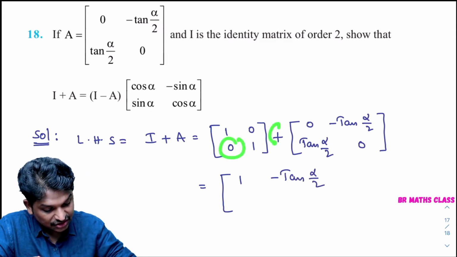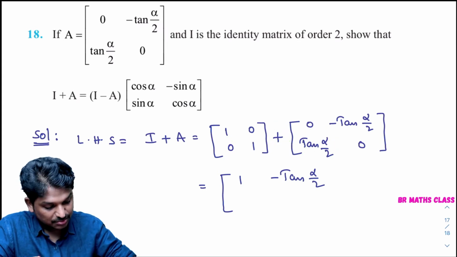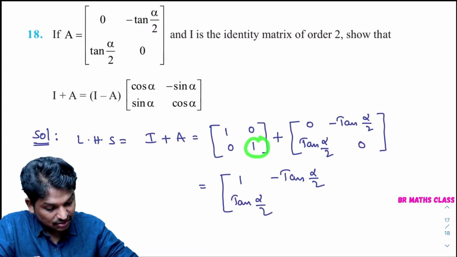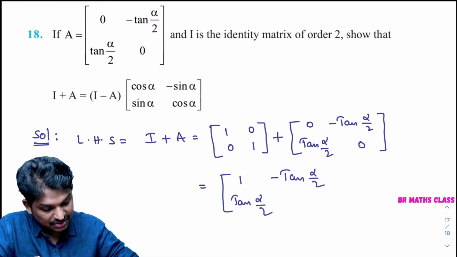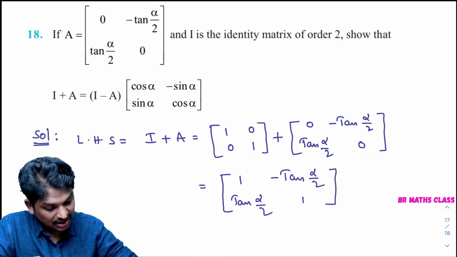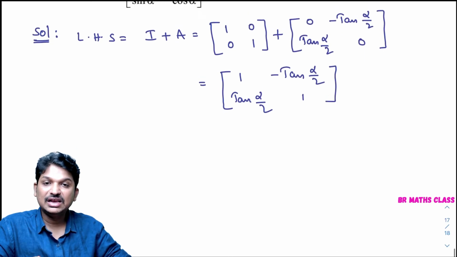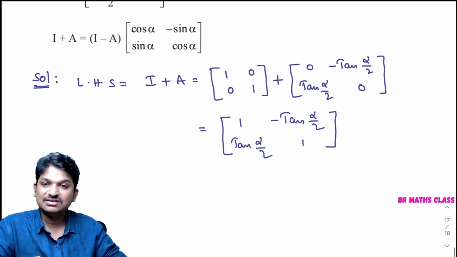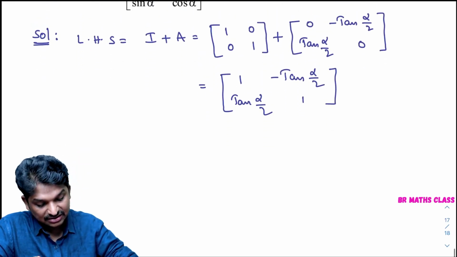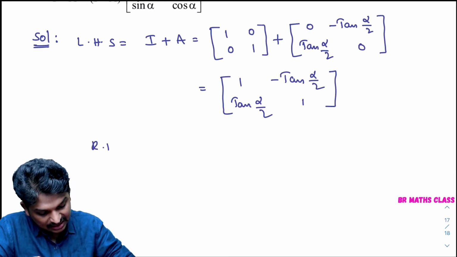Next, 0 plus tan alpha by 2 is tan alpha by 2. Next, 1 plus 0 is 1. So we calculated I plus A. LHS is over. Now we need to calculate RHS, the right hand side part.